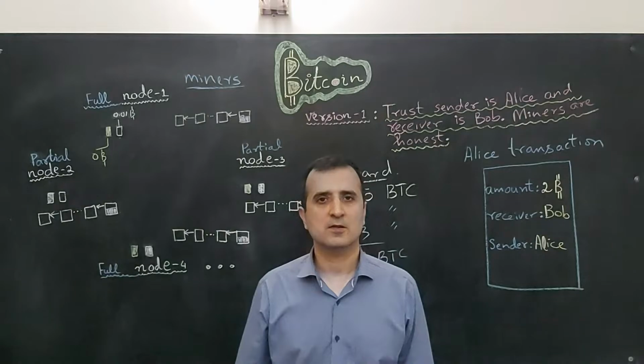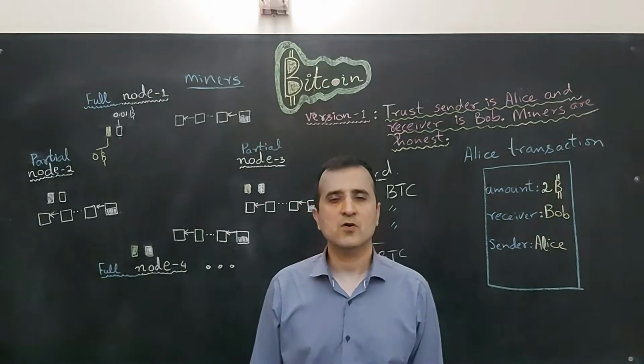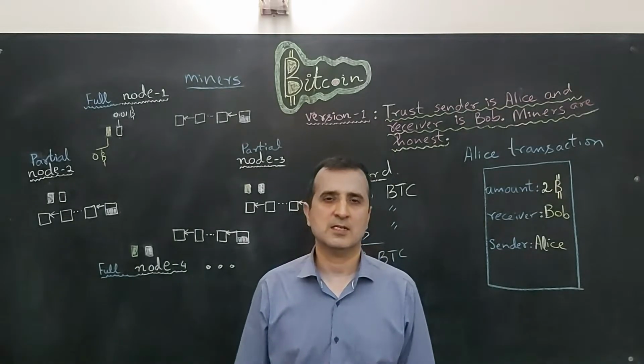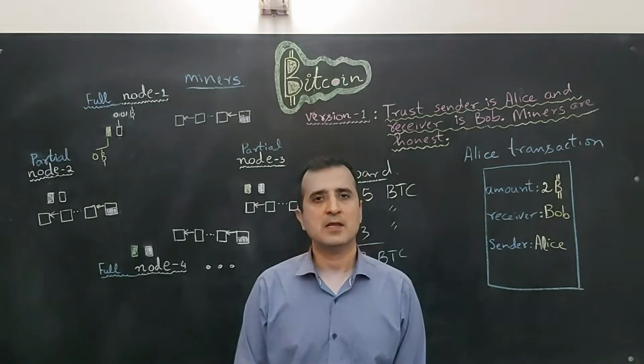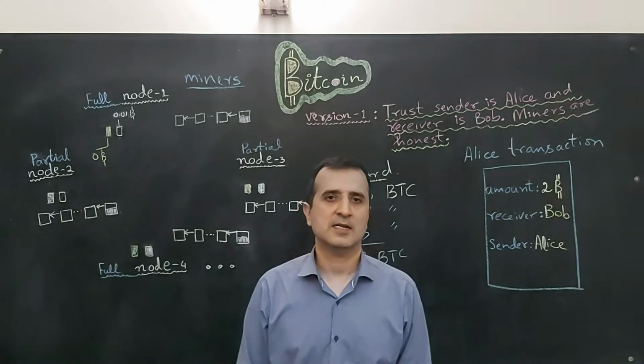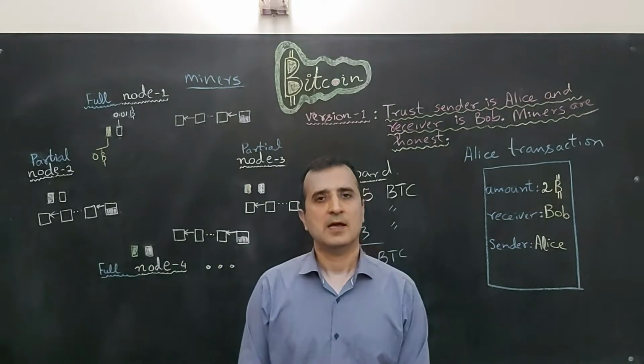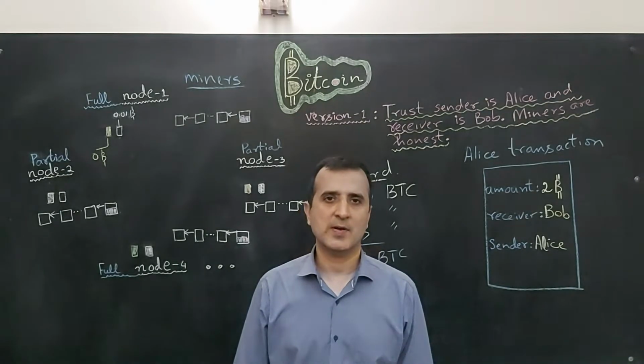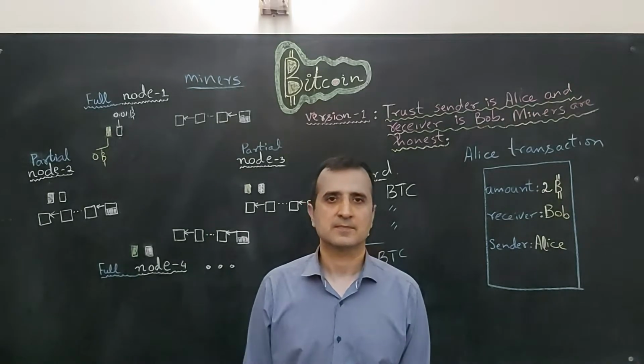Now you somewhat know how Bitcoin works. But version number 1 has lots of drawbacks. Two of the key drawbacks are as follows. Number 1, anybody can pretend to be a receiver. Anybody can pretend to be a sender. So anybody can pretend to be Alice. Anybody can pretend to be Bob. And let's improve these two drawbacks in version number 2.